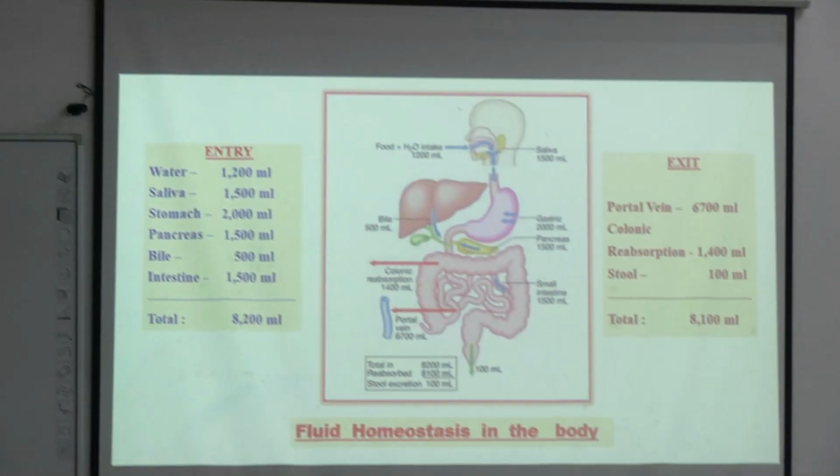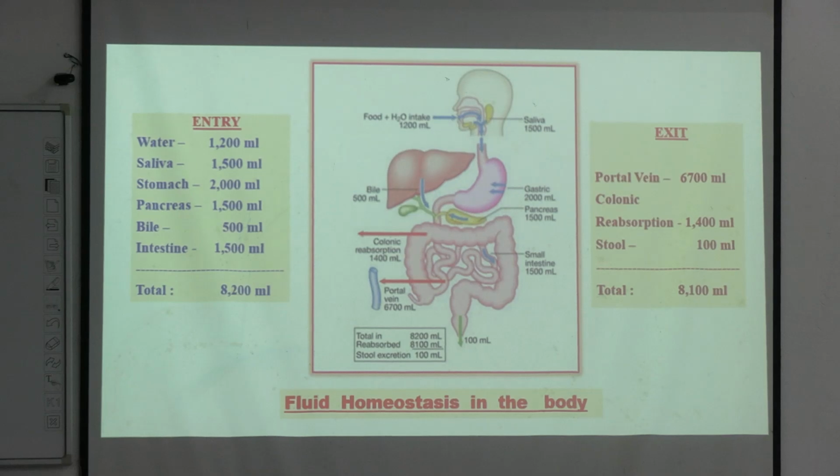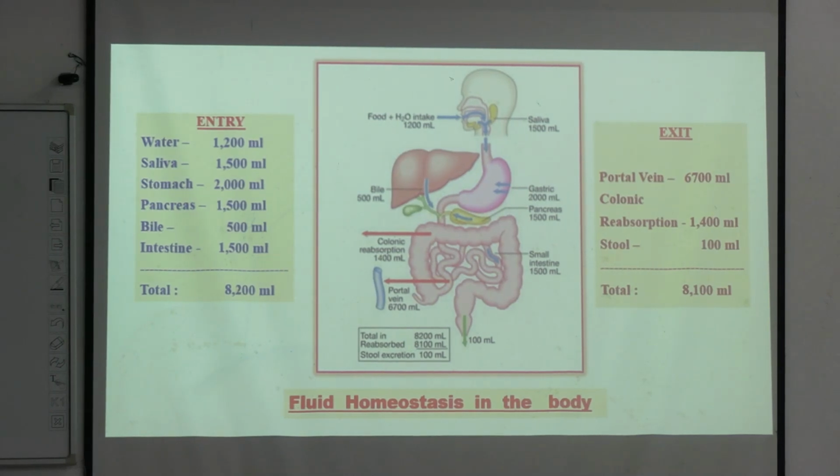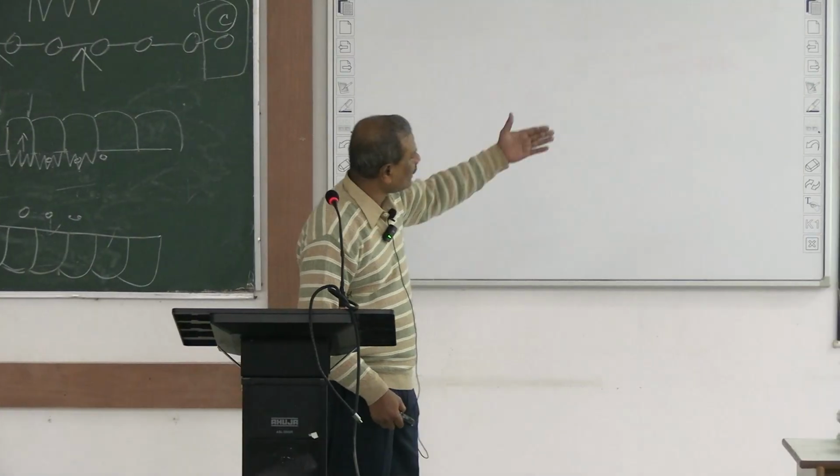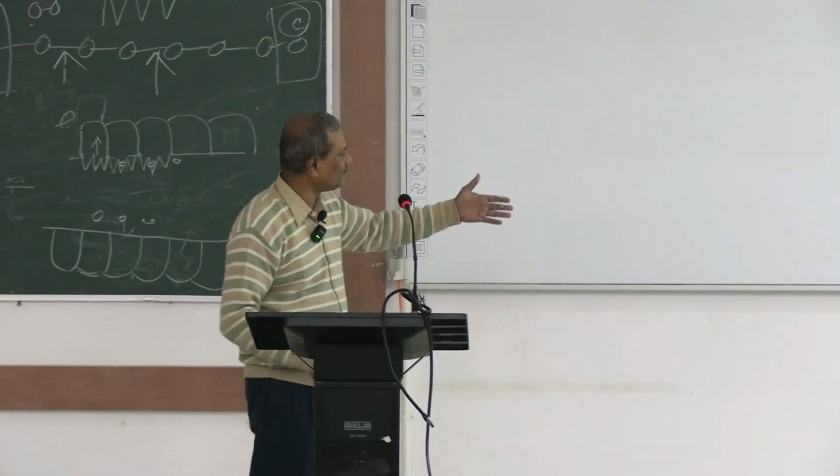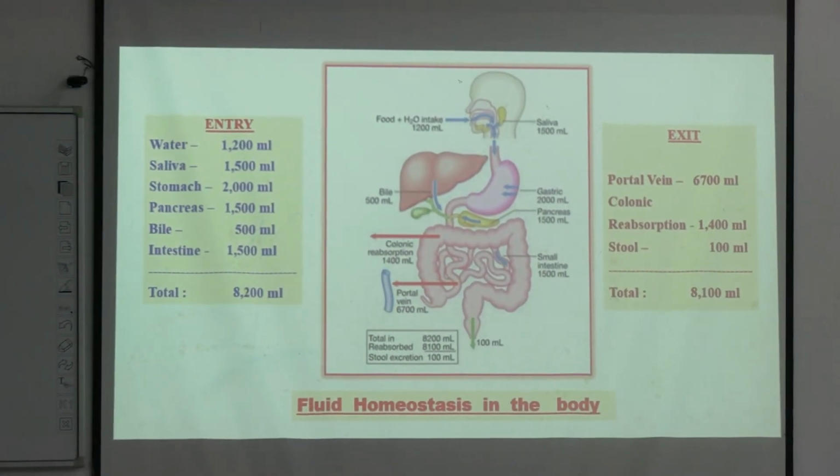So, we always take food with some amount of water. The total amount of water we take usually with the food is about 1200 ml, and this is the breakup. So, total 8200 ml of water is absorbed. And the exit from the gastrointestinal tract, not the whole body: the food which is entering into the gastrointestinal tract. So, there is water 1200, saliva is there, stomach juice is there, pancreatic juice is there, bile, intestine.